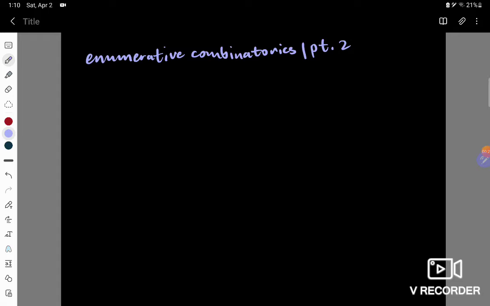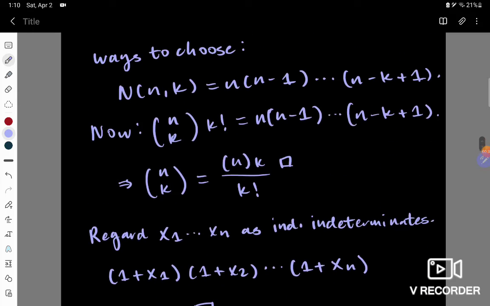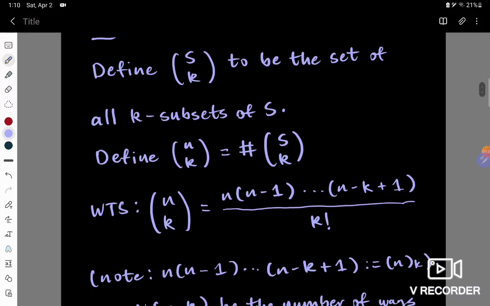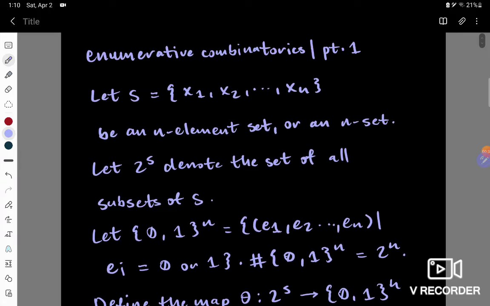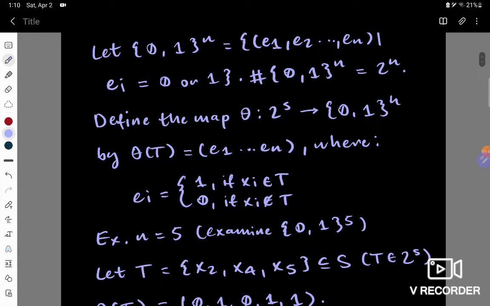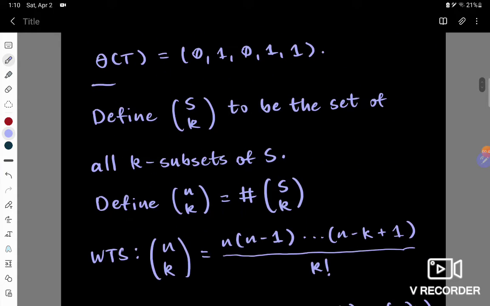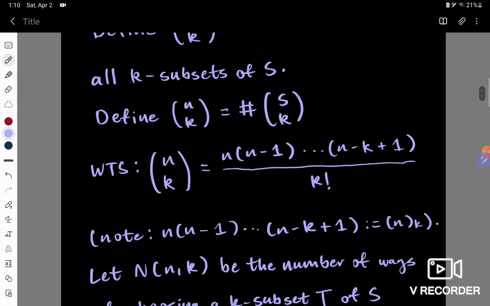And what we've done previously, as I can just scroll up here since I'm on the same set of notes, we looked at the number of subsets of a set with a certain cardinality. If S is an n-set, then it has 2 to the n subsets. We defined this S choose k to be the set of all k-subsets, and we showed that if n is the cardinality of S, this binomial coefficient is of this form.